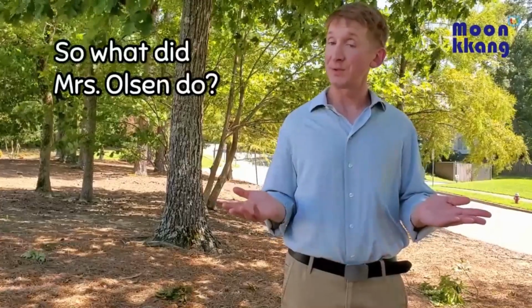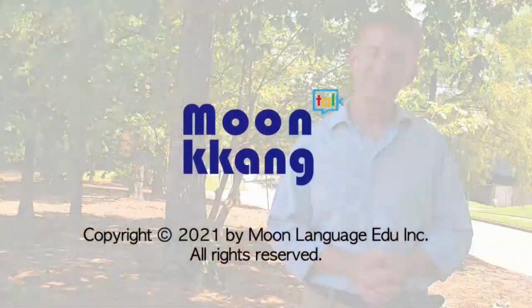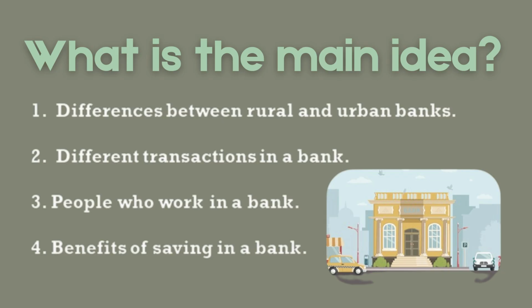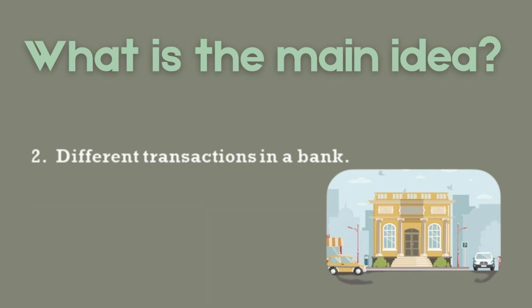So what did Mrs. Olson do? Mrs. Olson laughed at her mistake, and then she wrote down the account number. Now, let's answer this. What is the main idea? The main idea is the different transactions in a bank.